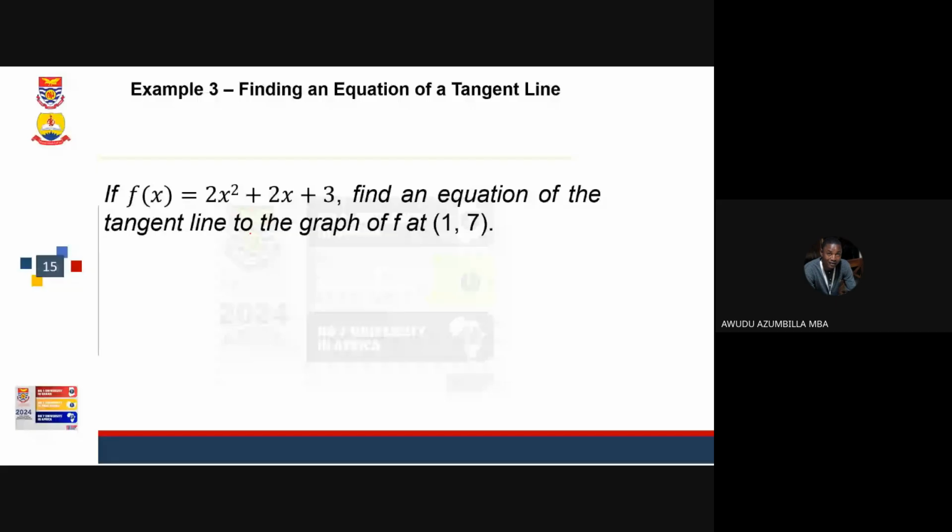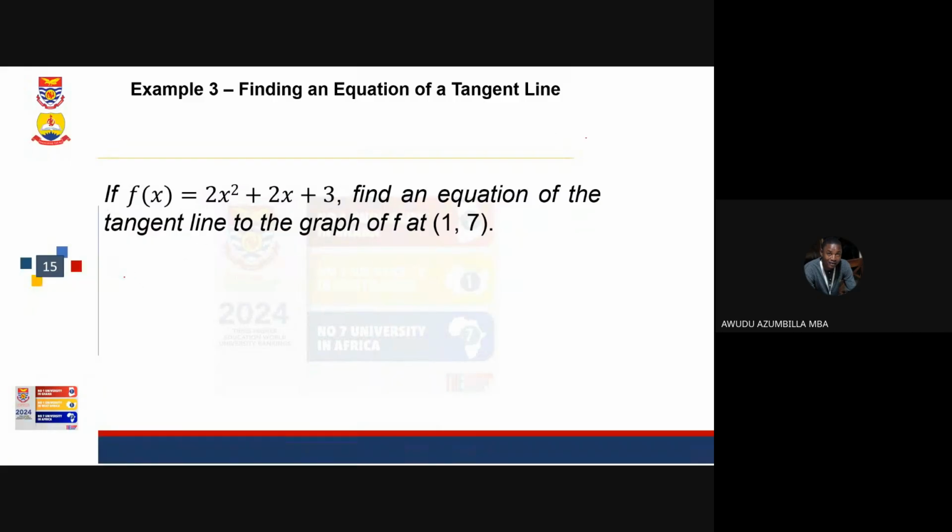Okay. This is another example. Here, we are saying that if f of x is equal to 2x squared plus 2x plus 3, we are going to find an equation of a tangent line to the graph at the point where x is equal to 1 and y is equal to 7. These are two coordinates, so we know the coordinate. We want to find the equation of a straight line. We need the slope, so we need to find the slope first.